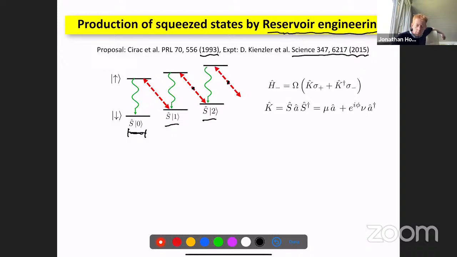So how does that work? Well, you want to find a Hamiltonian that looks like the red sideband, right? And so here is such a Hamiltonian, except that this should be an annihilation operator in the squeezed basis, right? So operator in the squeezed basis.